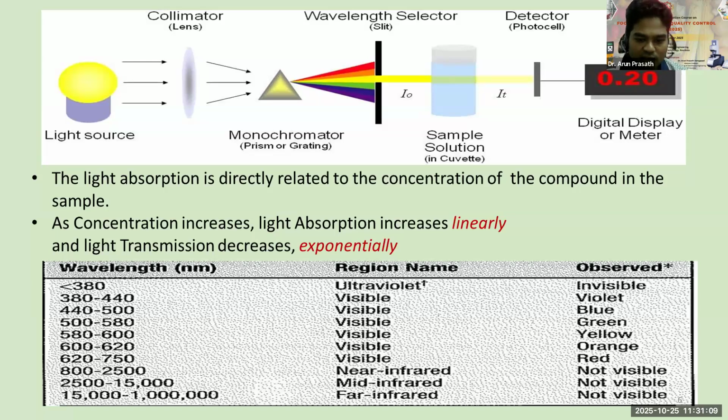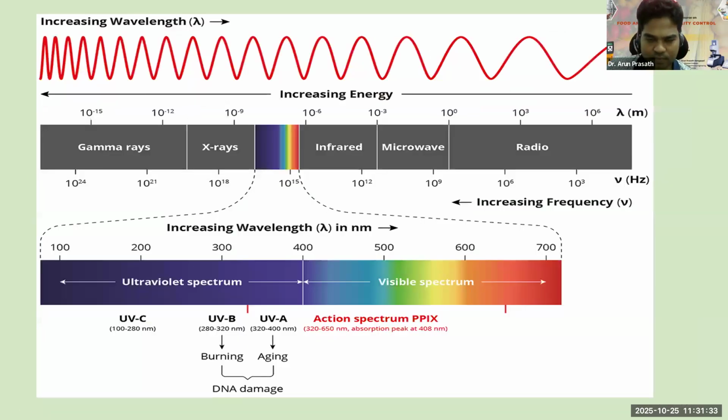So these are the wavelengths with corresponding light, like 380 nanometers. Below 380 nanometers, we have ultraviolet radiation, and then from 380 to 440 visible light, and up to near infrared, mid infrared, far infrared. All these wavelengths can be used for spectroscopy and different instrumentations. So this is the entire electromagnetic spectrum, as you are all aware.